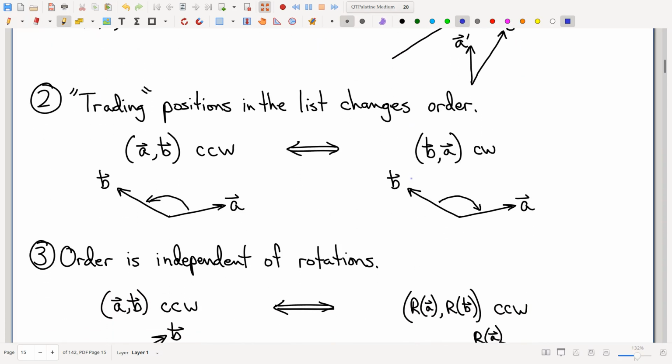Very cool. Here's another one. If you change the list, right here I had AB. You can see AB is counterclockwise. But if you switch the order in the list, then the result is going to change, right? Counterclockwise turns into clockwise. Again, not a deep point.